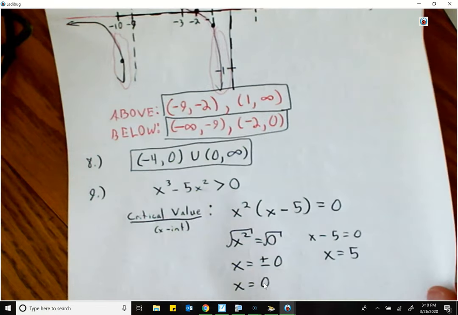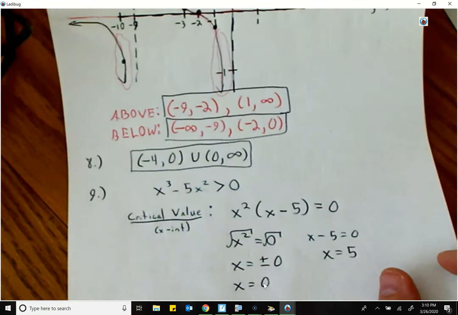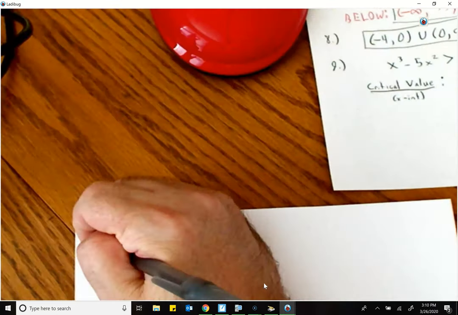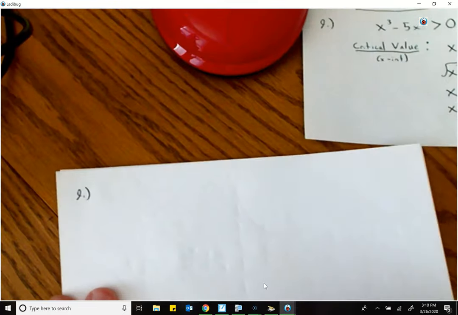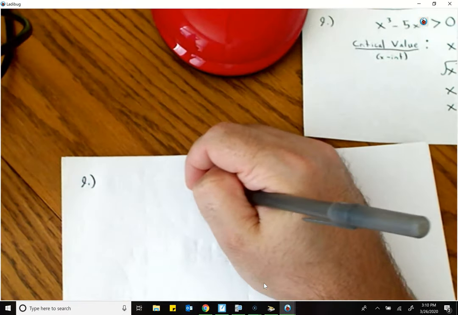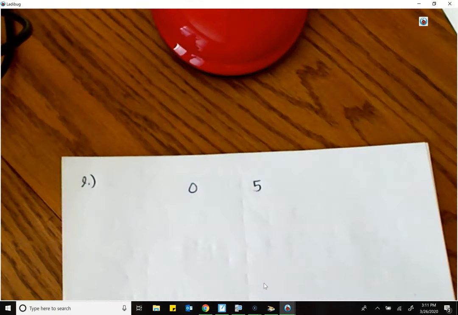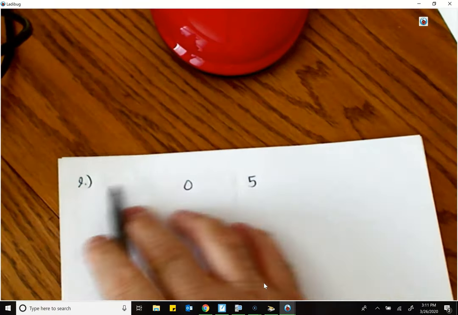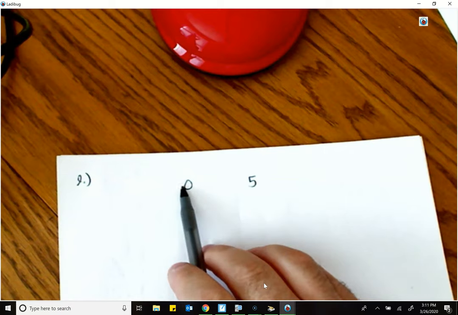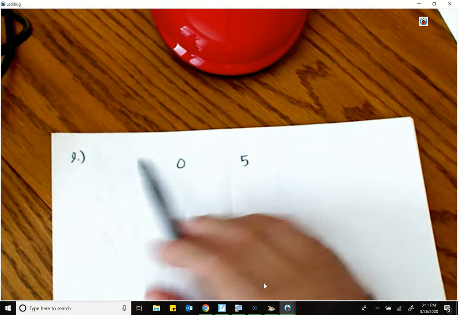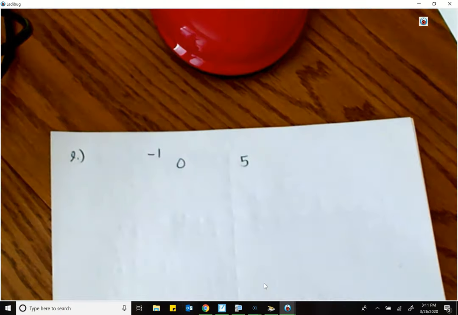And now we're going to set up intervals like what we did on question 7 to help us graph. And our intervals are going to be all about those x-intercepts. So we have an x-intercept at 0, and we have an x-intercept at 5. And so this has created intervals for us. So we need to pick a number that is below 0. Let's choose negative 1. We'll keep it easy on ourselves.